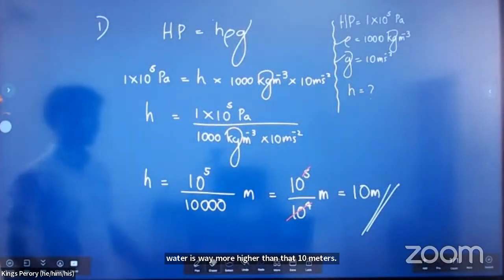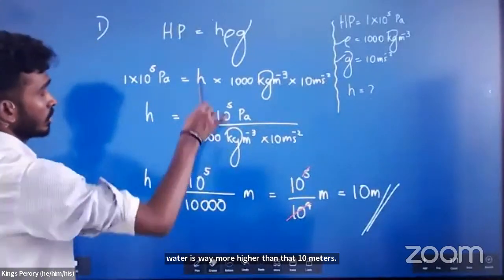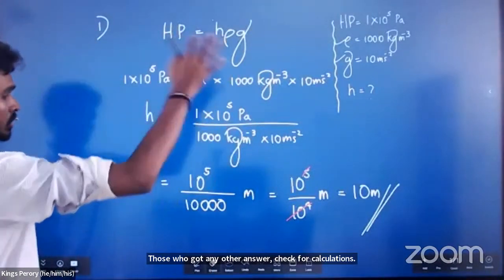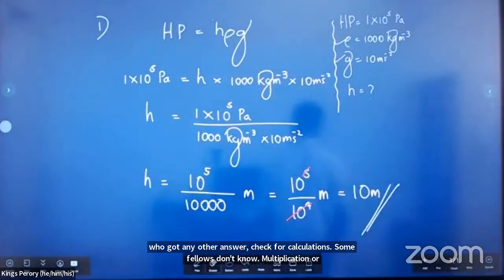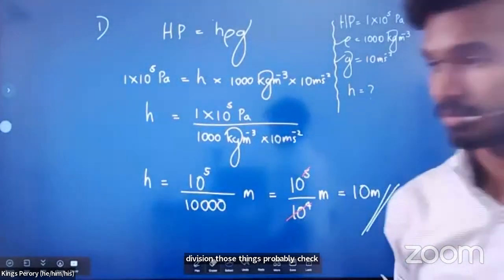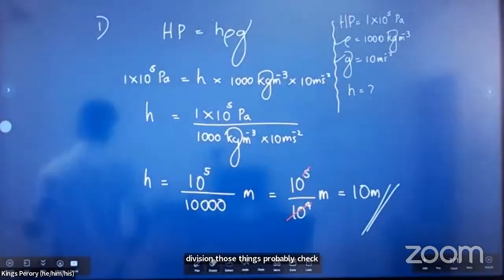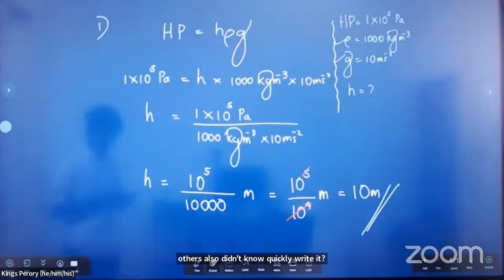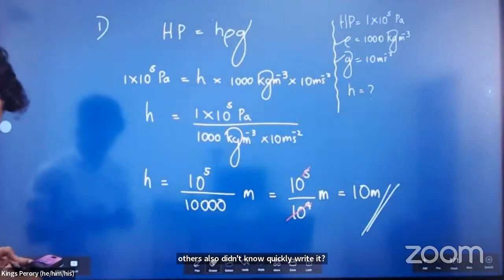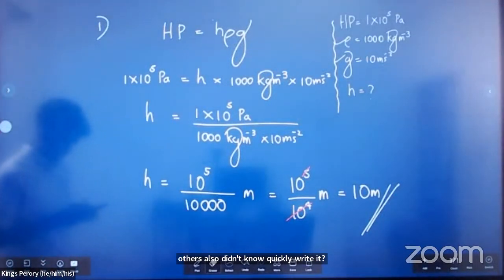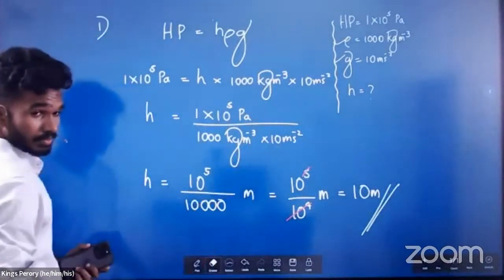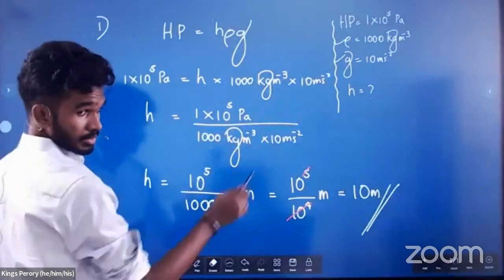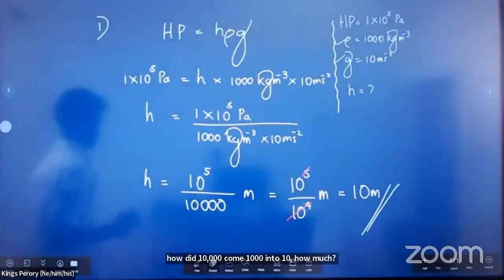Okay. Those who got any other answers, check your calculations. Some fellows don't know multiplication or division, so check those things properly. Others, those who didn't do it, quickly write it. How did 10,000 come? 1,000 into 10, how much? 10,000.